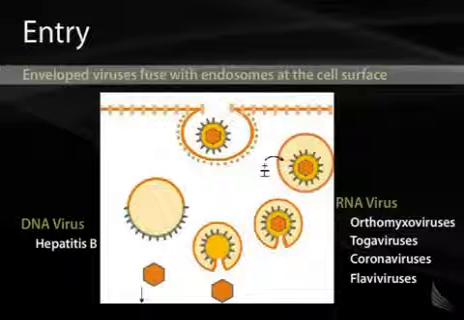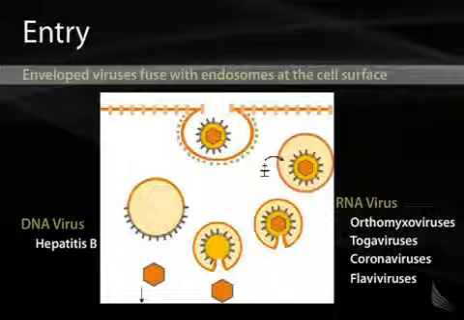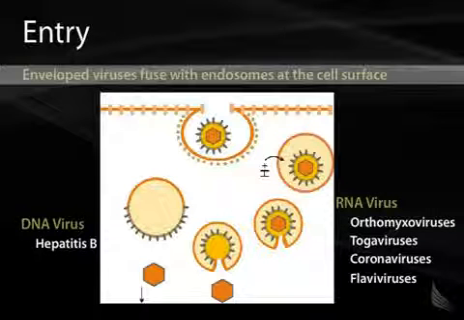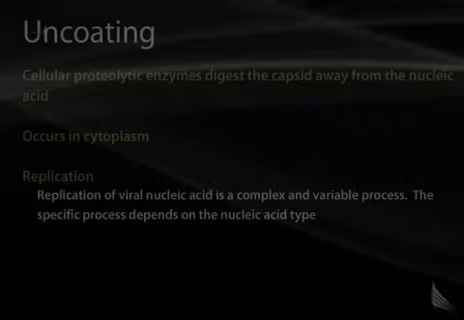Enveloped viruses can also fuse with endosomes, as shown in this figure. There's an endosome at the very top opening up for the virus, and then the protons get pumped in. That causes the membrane of the viral particle to fuse with the host phagolysosome envelope, and then it releases the capsid into the cell. You've got a DNA virus like hepatitis B, or your RNA enveloped viruses as listed here.